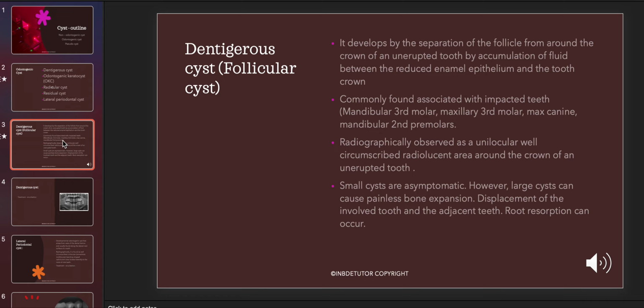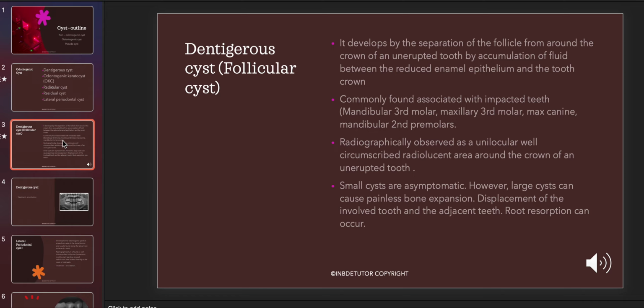They are most commonly associated with the impacted teeth, and the most common one is the mandibular third molar, but they can also be seen with the maxillary third molars, maxillary canine, mandibular second premolars. Radiographically, they are observed as unilocular, well circumscribed radiolucent area around the crown of an unerupted tooth, and we can even call it pericoronal radiolucency because it surrounds the coronal part of the tooth, means just the crown of the tooth, whereas in ameloblastoma or OKC, even the whole of unerupted tooth can be involved.